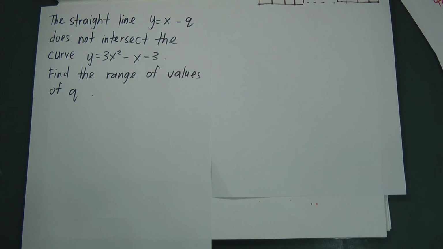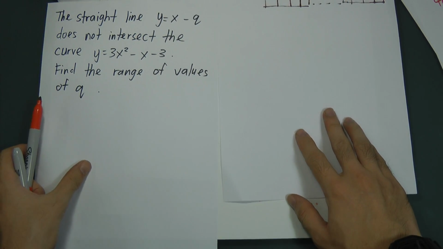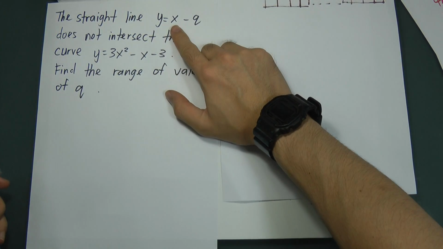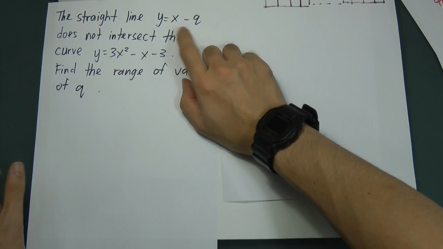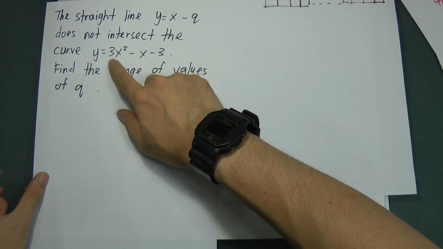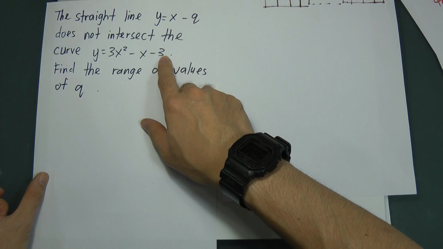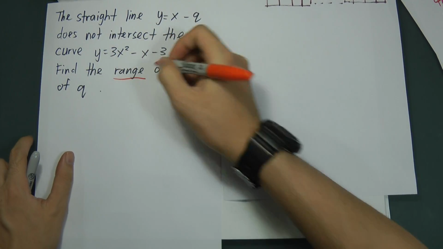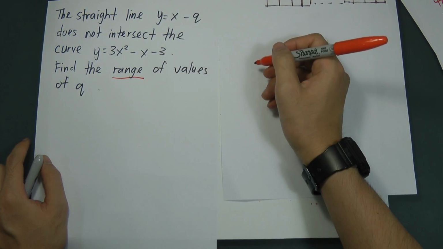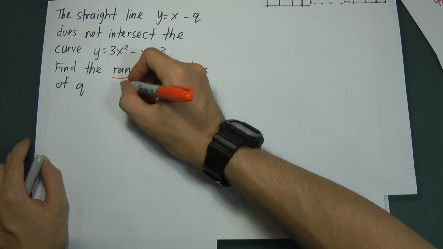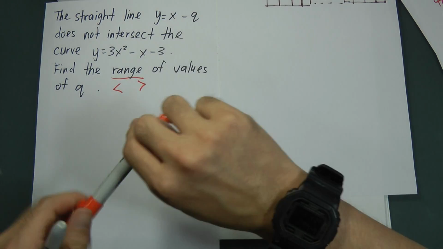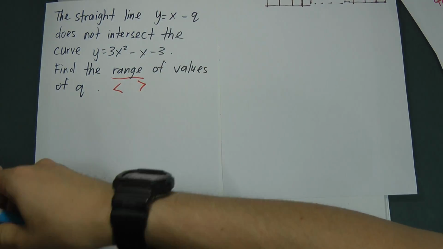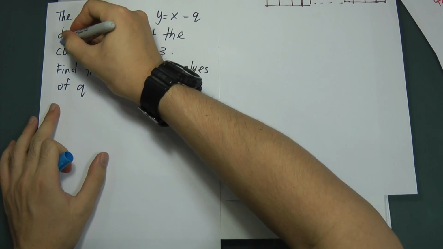Okay, in this case, it says the straight line y equals x minus q does not intersect the curve y equals 3x squared minus x minus 3. Find the range of values of q. Again you will see "range". Range means your answer must be bigger than something or smaller than something, using a symbol like this. Another key point here is that they say it does not intersect.